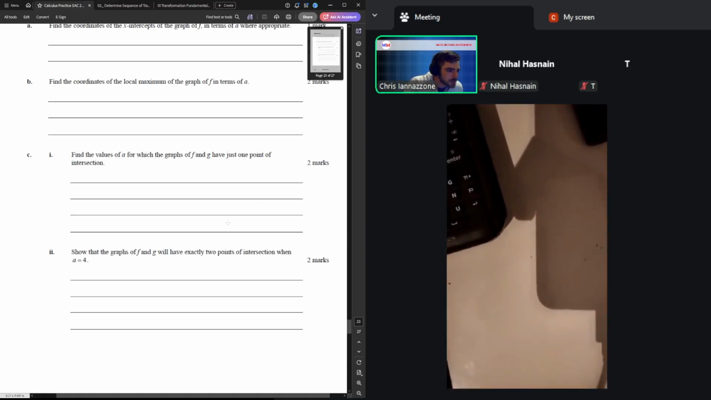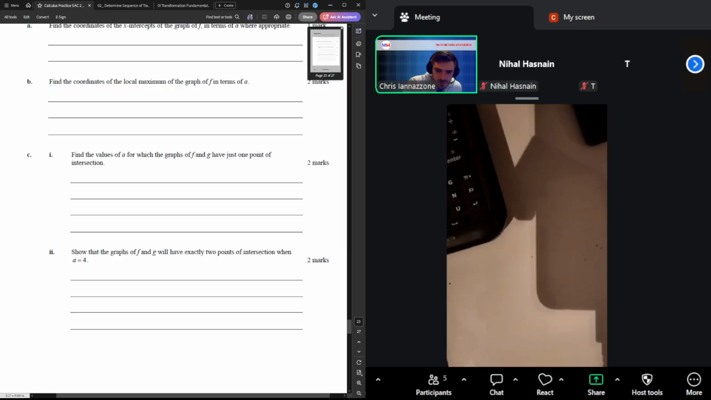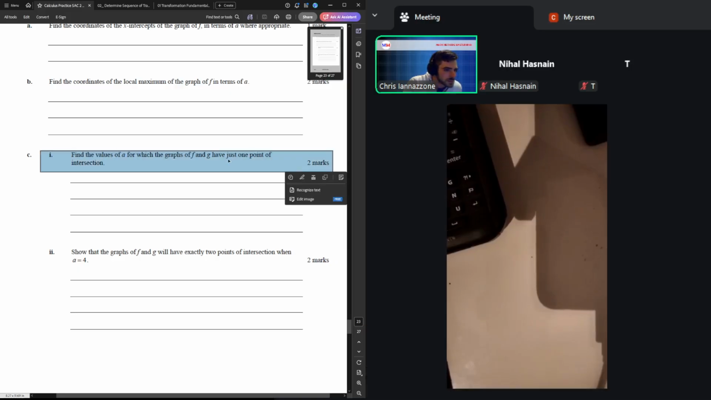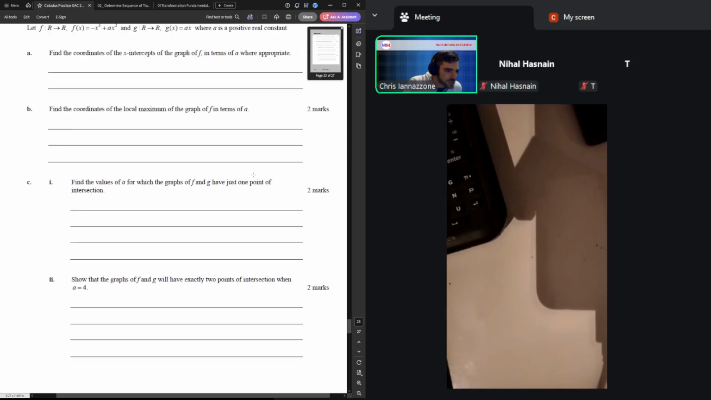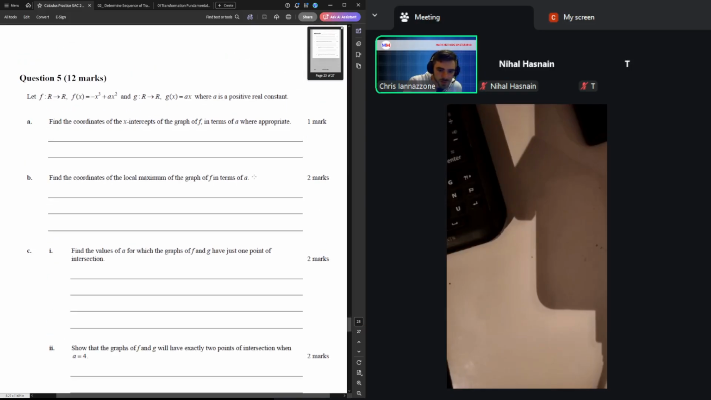Next up, values of a for which... Okay, that's going to be a unique kind of question. Since we're about to hit time... Yeah, I'll just briefly talk about this one. So, find the values of a for which the graphs of f and g have just one point of intersection.